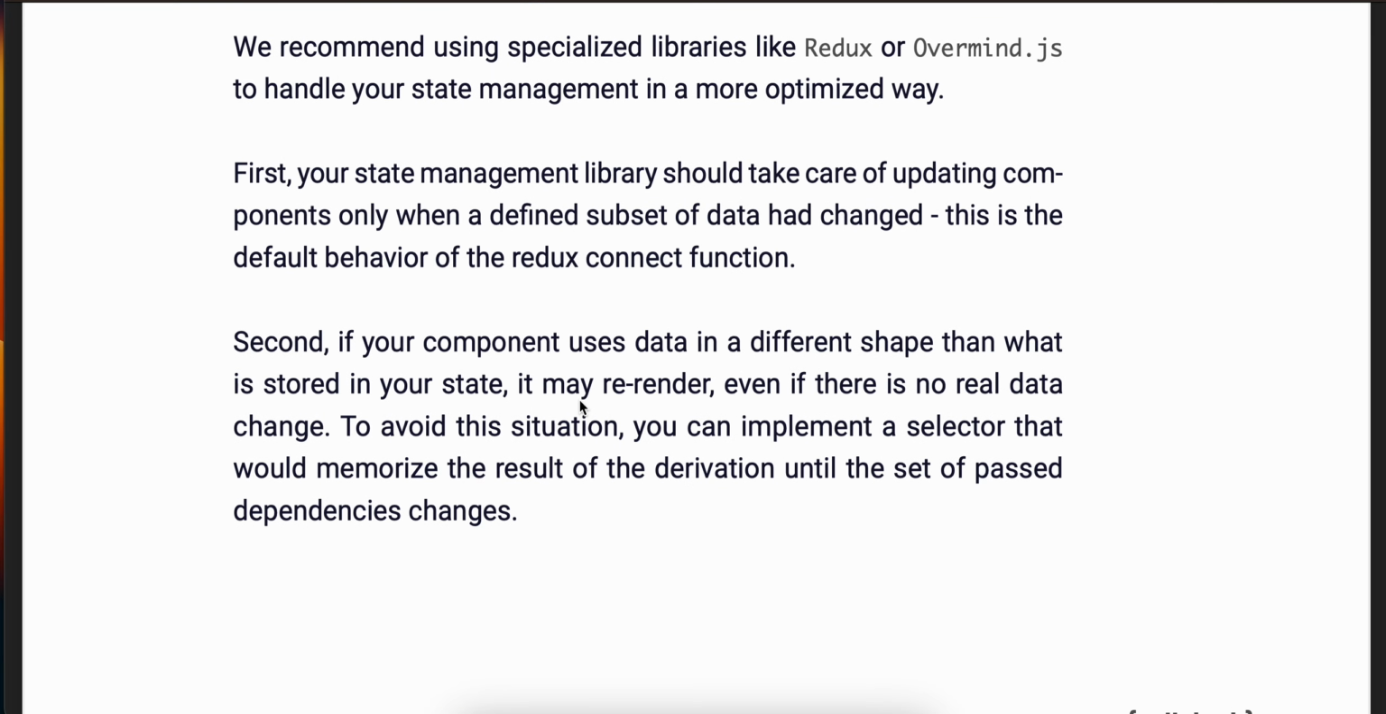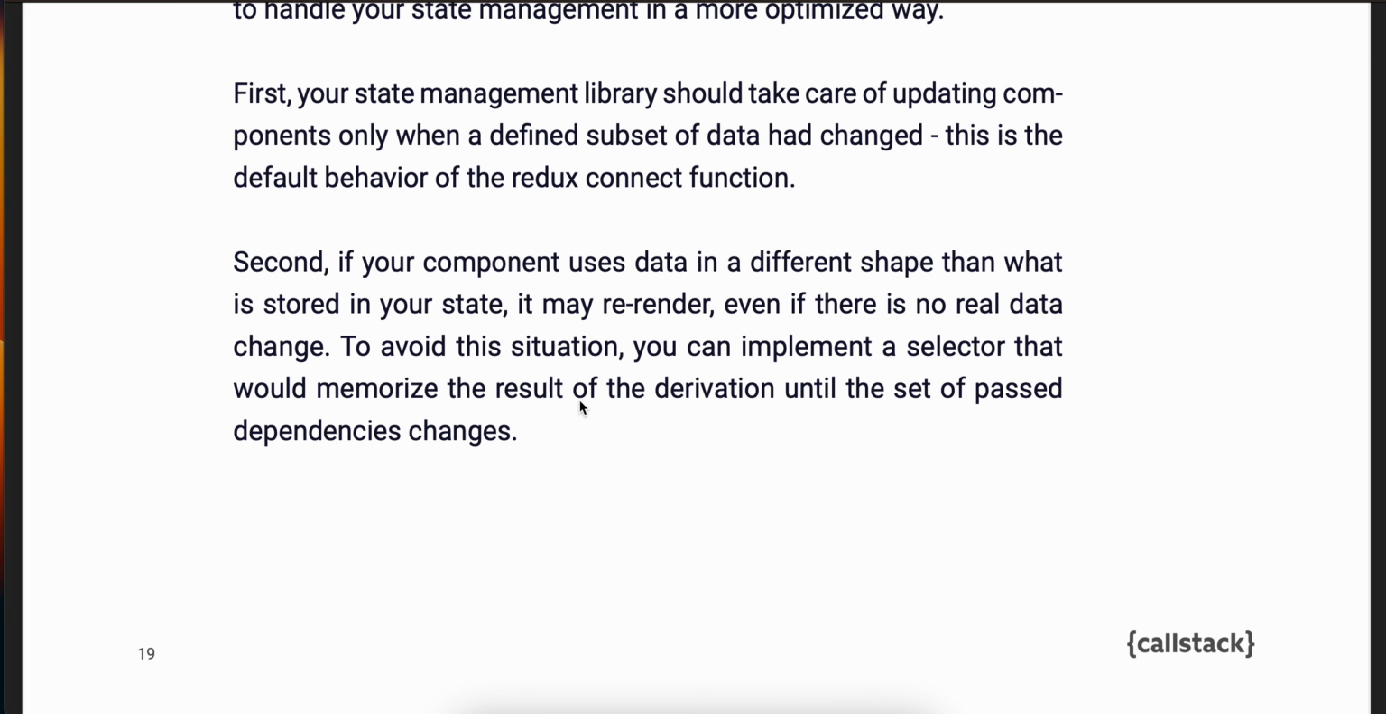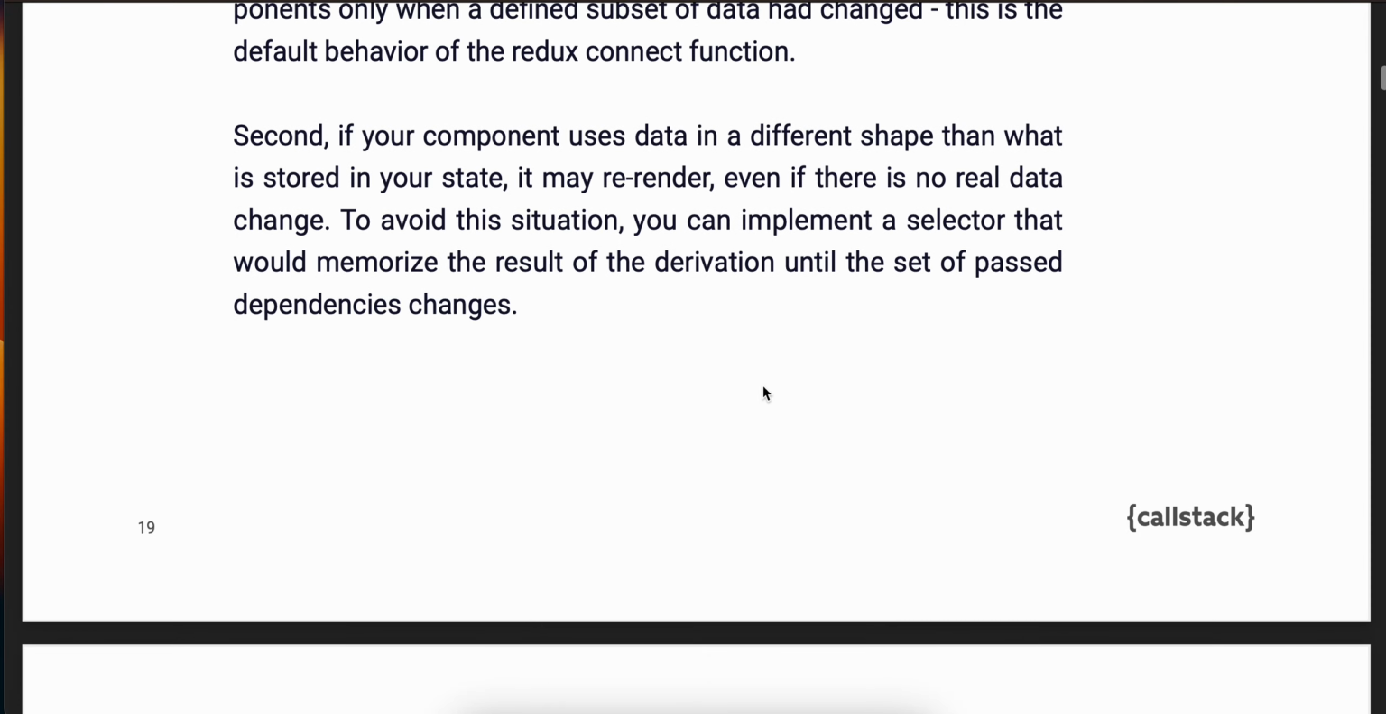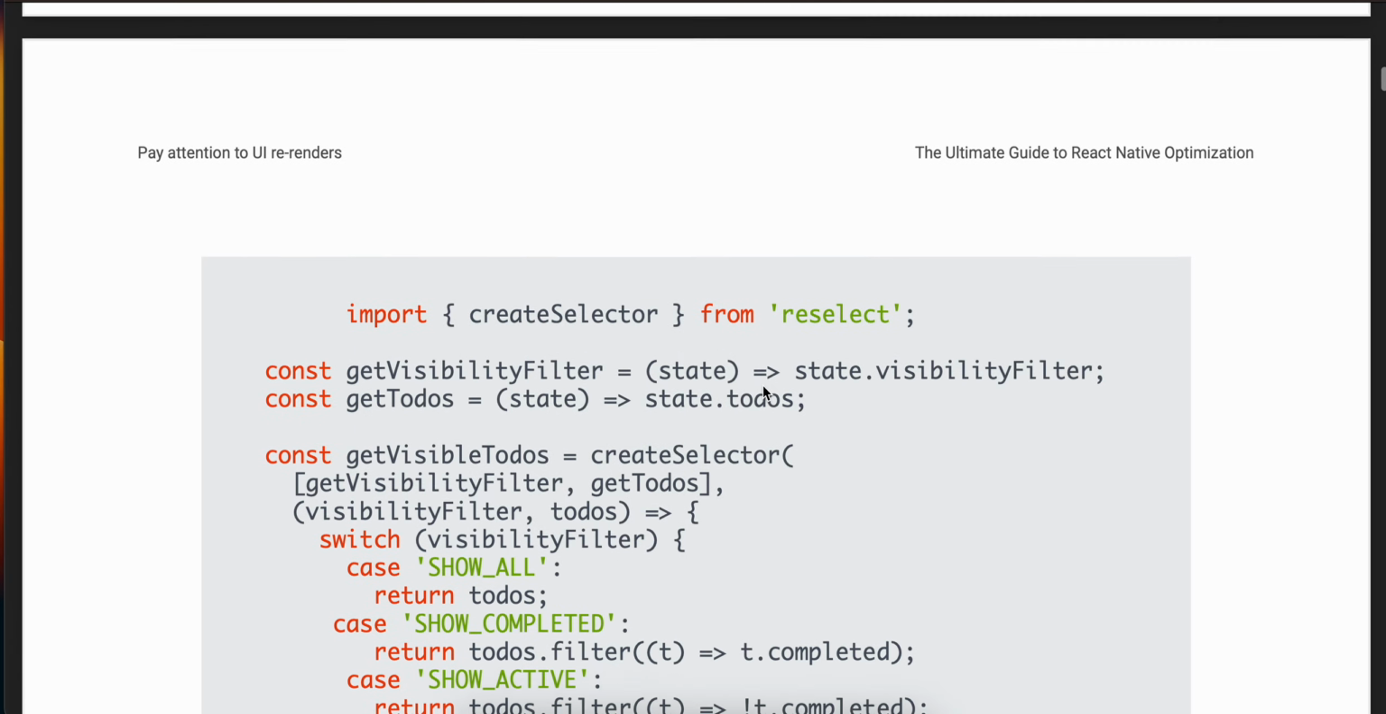Secondly, if your component uses data in a different shape than what is stored in your state, it may re-render even if there is no real data change. To avoid this situation, you can implement a selector that would memoize the result of the derivation until the set of passed dependencies changes.